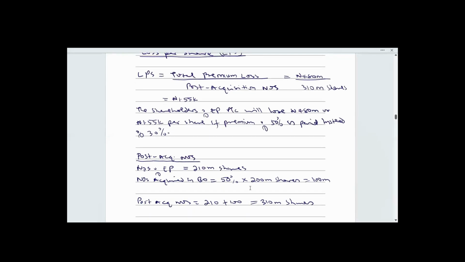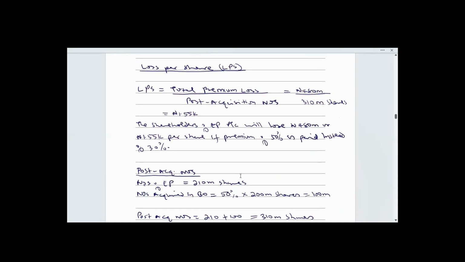And then EP has 210 million shares. Therefore, 210 million shares plus 100 million shares acquired in BO, that's 310 million. So for you to get your loss per share, 480 million divided by 310 million. That will give you 1.55 naira, which means that every shareholder of EP will lose 1.55 naira per share as a result of paying additional premium. Okay? So that is for the B part. Are you clear now, Prosper?